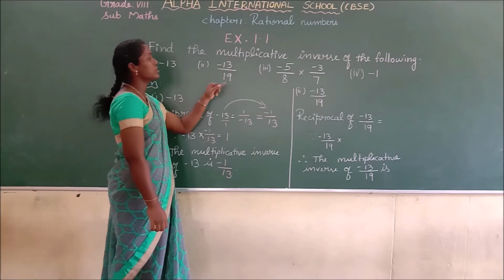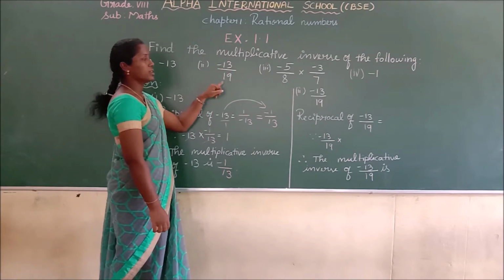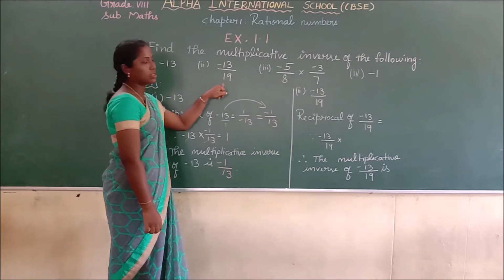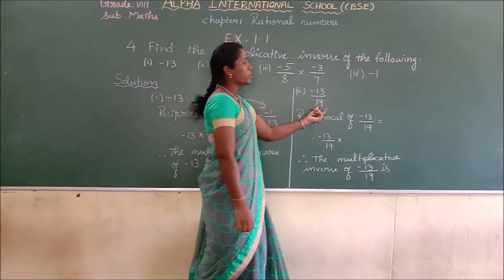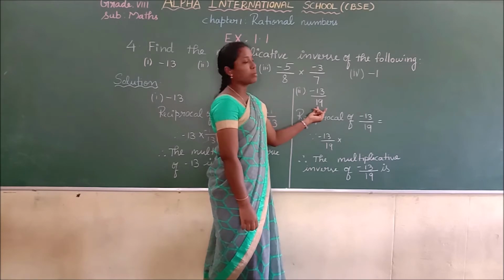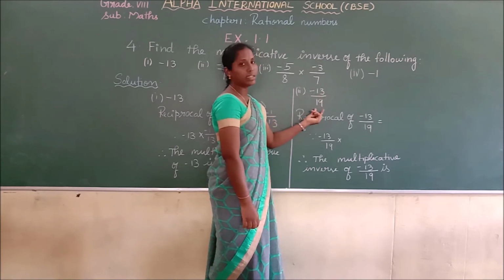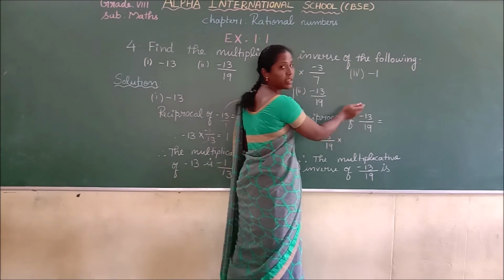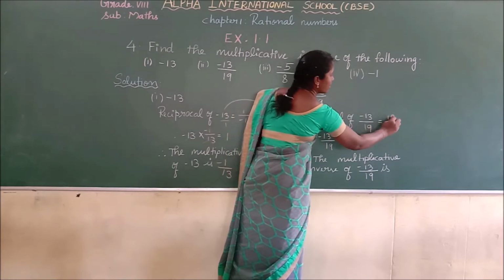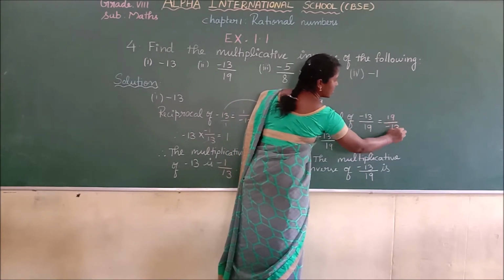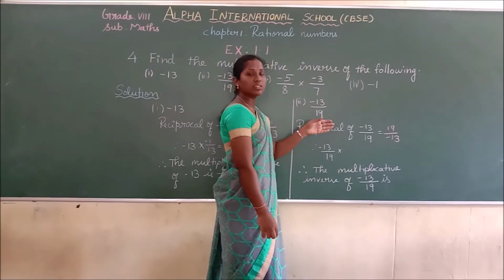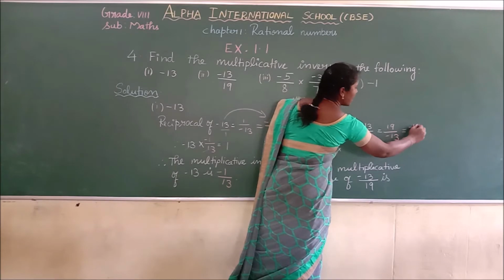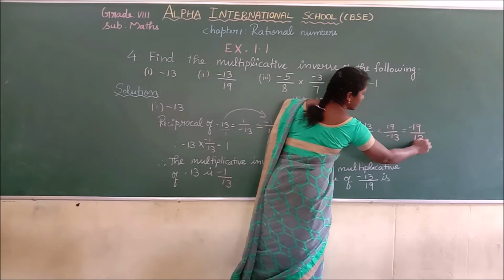Look at the second subdivision. Here the given number is minus 13 by 19. We have to identify the multiplicative inverse for this number. So we are going to take the reciprocal for this given number minus 13 by 19. Just we are taking the reciprocal, interchange the numerator and denominator. We are getting 19 by minus 13. Again, write in the standard form. So the result is minus 19 by 13.